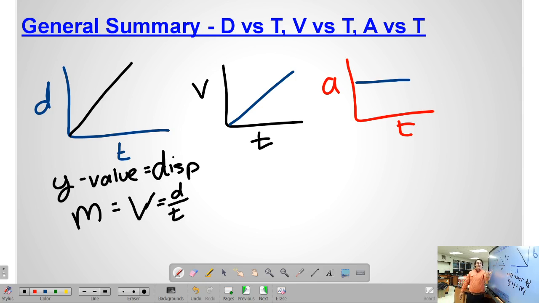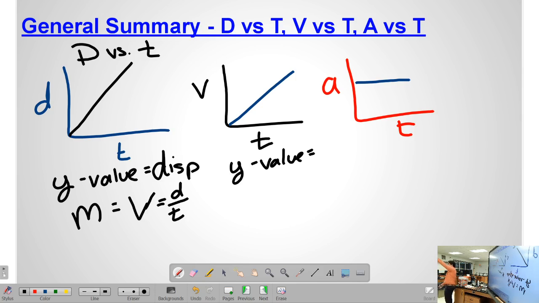Okay. So in a displacement versus time graph, the y value tells your displacement, the slope tells your velocity. What about a velocity versus time graph? What's the y value going to tell you? Ruby. You get that this is y and this is x? So if I look at my y values, what does it tell me? Velocity, fantastic.